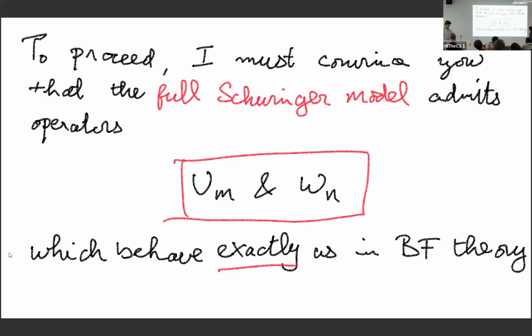Okay, so what I need to do to convince you that this theory also shows spontaneous symmetry breaking of the ZP symmetry is convince you that the full Schwinger model has operators like UM and WM with the same algebra as before, and that these operators are well defined in the full theory. They have to behave exactly as in BF theory. So one of them is charged under ZP symmetry. The line has to measure its charge, and I have to be able to insert it into the path integral and create states that are charged under the ZP.